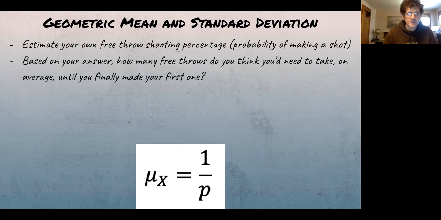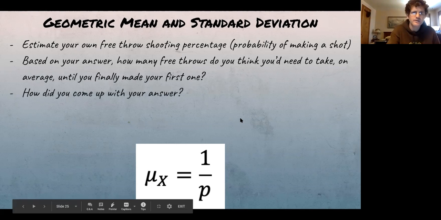whatever that number is for you, if you think you could hit it 50% of the time, good for you. If you think you have like a 10% chance of making one, how many free throws do you think you'd need to take, based on your free throw shooting percentage, on average until you made your first one? And I asked, how'd you come up with your answer? But I already have this on the screen.